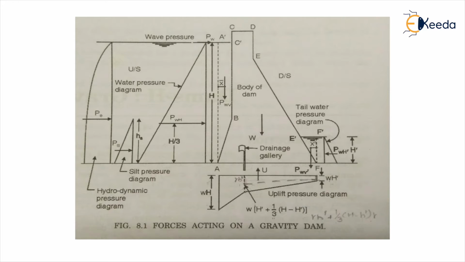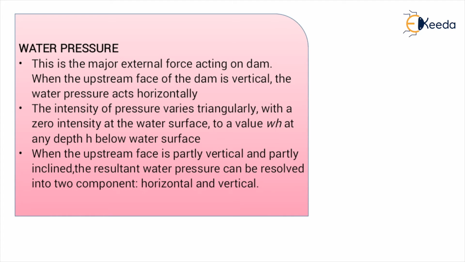Let's move to our first force, that is water pressure. This is a major external force acting on a dam. When the upstream face of a dam is vertical, the water pressure acts horizontally. In the previous slide you saw sections of a gravity dam. In the first, the upstream side is vertical, and in the second, the upstream side is partly vertical and partly inclined. So when it is simply vertical, the water pressure simply acts in a horizontal manner.